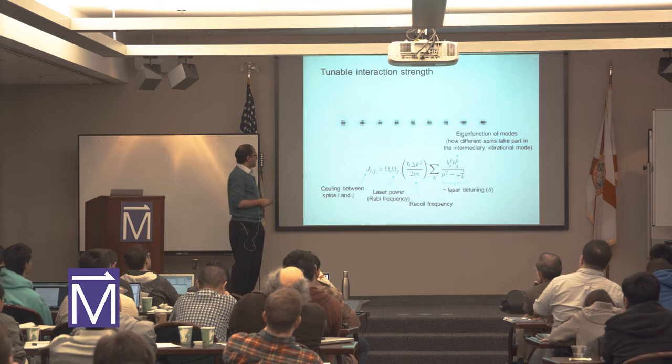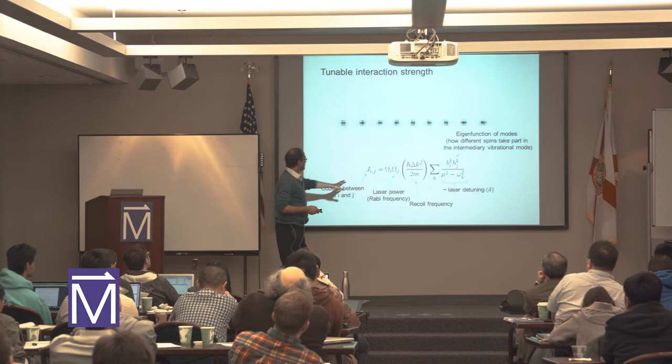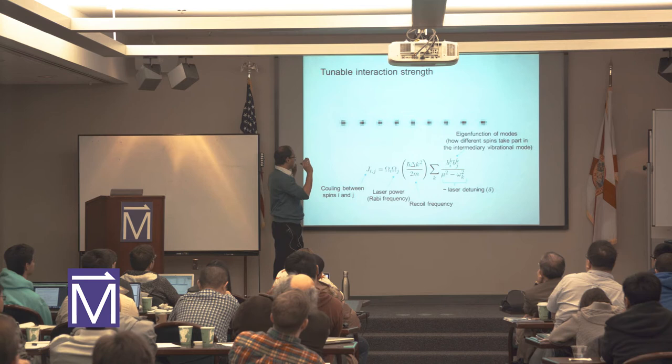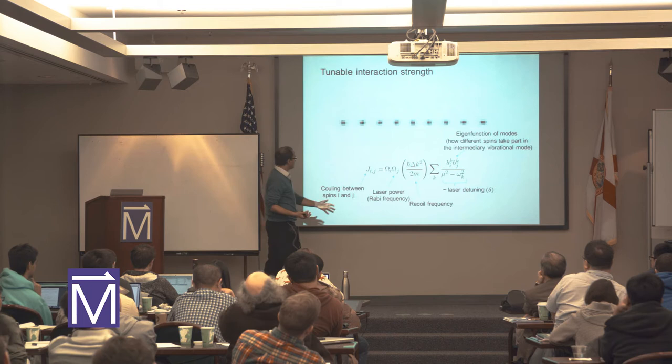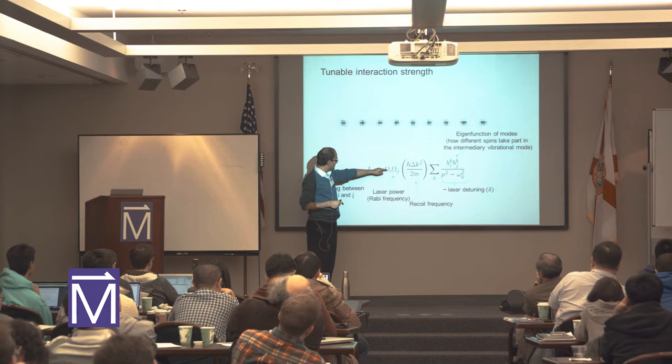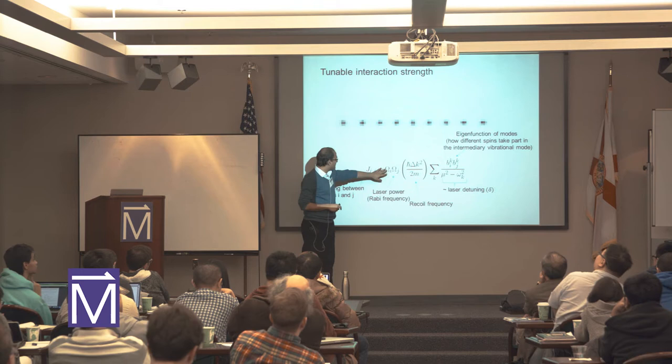So if I ask what is that JIJ, or what is the strength of interaction between ion I and J, there are a bunch of different things which I have not explained, but intuitively, one thing is for sure: because the interaction is driven by my laser or the radiation field, the stronger I drive the system, the stronger the interaction would be, right? So that's the first term, which are the Rabi frequencies, how fast I'm flipping those atoms. That is proportional to the power of the laser.